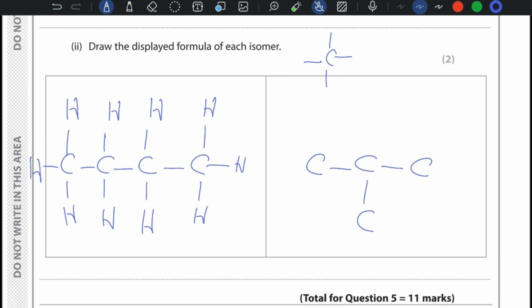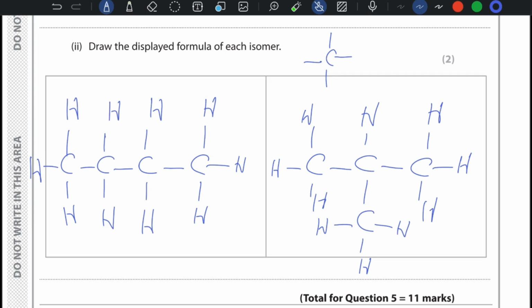For the other one, the first carbon, the terminal carbon, has 3 hydrogens. The second carbon, the carbon in the middle, has 1, 2, and 3 bonds, so only 1 hydrogen. This carbon has 3 hydrogens. This carbon contains 3 hydrogens.